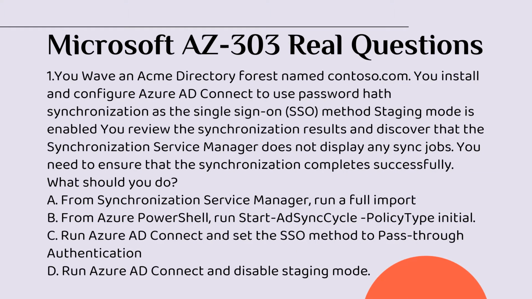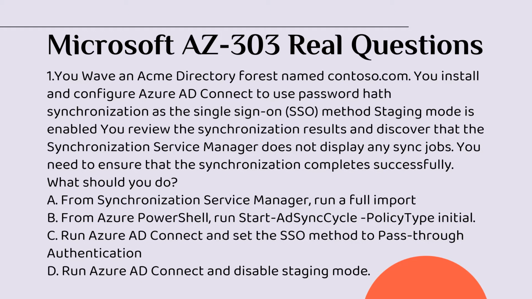1. You have an Active Directory forest named contoso.com. You install and configure Azure AD Connect to use password hash synchronization as the single sign-on, SSO, method. Staging mode is enabled. You review the synchronization results and discover that the Synchronization Service Manager does not display any sync jobs. You need to ensure that the synchronization completes successfully.